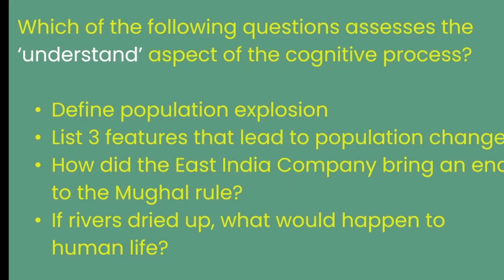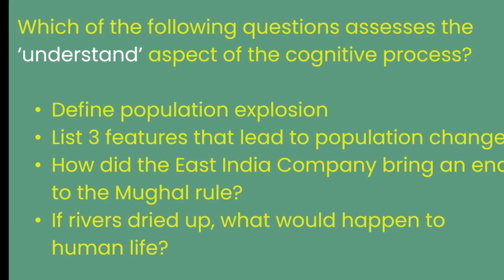Which of the following questions assesses the understand aspect of cognitive process? So it's given as a question what you have to find. Define population explosion. I'll go a little faster. Define is a remembering word. List three features that lead to population change. So this is again a remembering question.